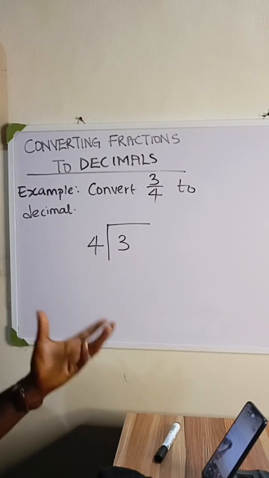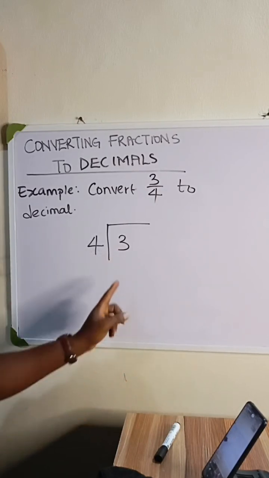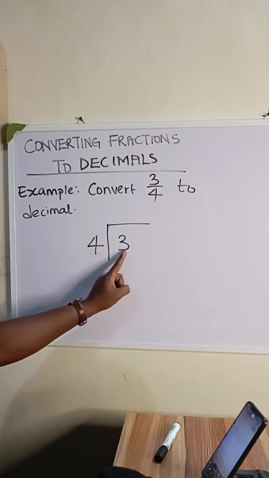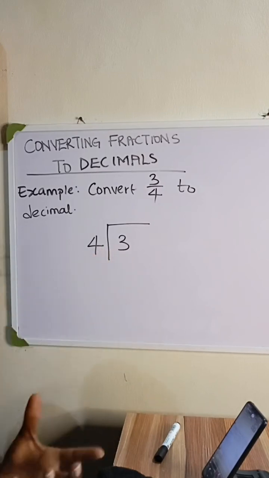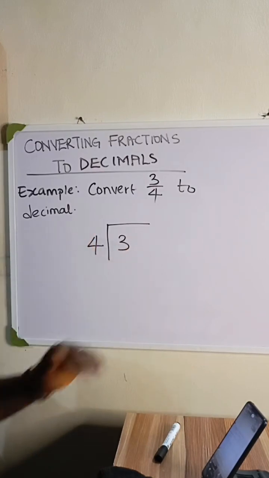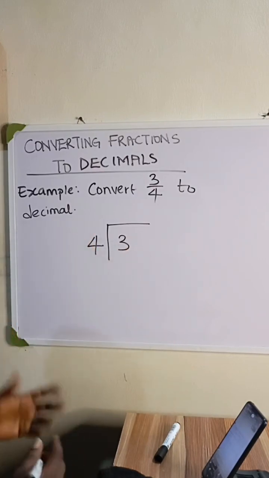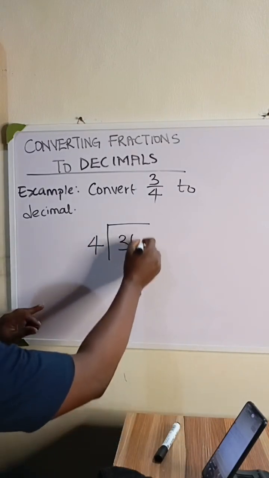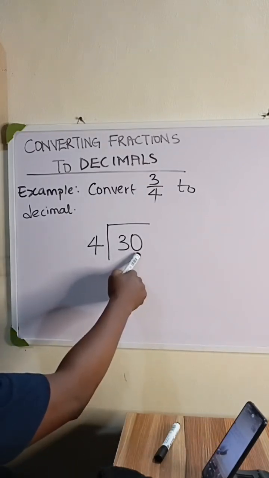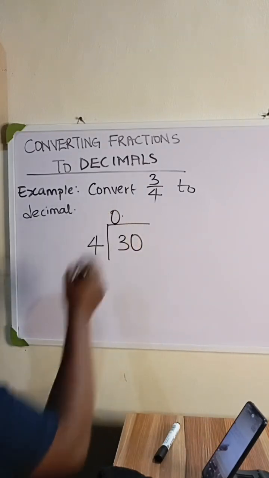Just as we experienced in the last example, 3 is smaller than 4. So we cannot divide 3 by 4 and get a whole number. So we need to find a way of increasing 3 to become a number bigger than 4. Just as we did in the first example, we introduced 0 to it. Once you introduce 0 to 3, it becomes 30, and now it is bigger than 4. But to compensate for that, we're going to write 0 point.